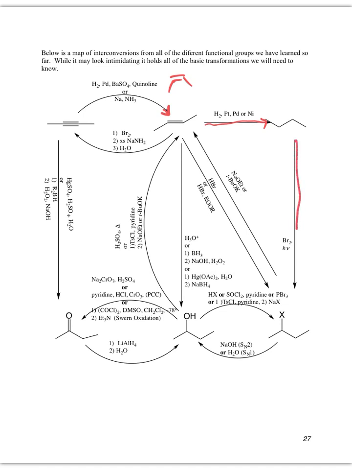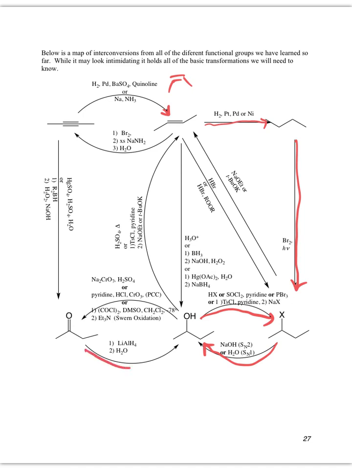We can brominate the alkane to make the alkyl halide. We can do an SN2 or an SN1 on an alkyl halide to make an alcohol. We can turn an alcohol into an alkyl halide with either a strong acid, HCl or HBr, or thionyl chloride, or phosphorus tribromide, or we could take the alcohol, make the tosylate, and then do the SN2 with whatever nucleophile to get the alkyl halide.